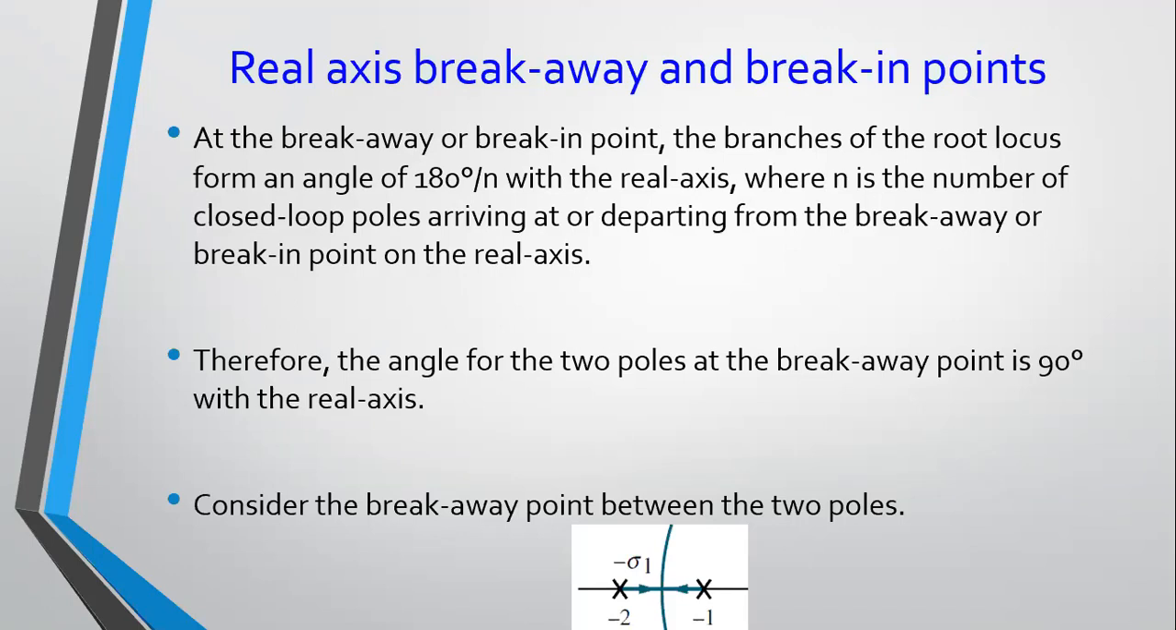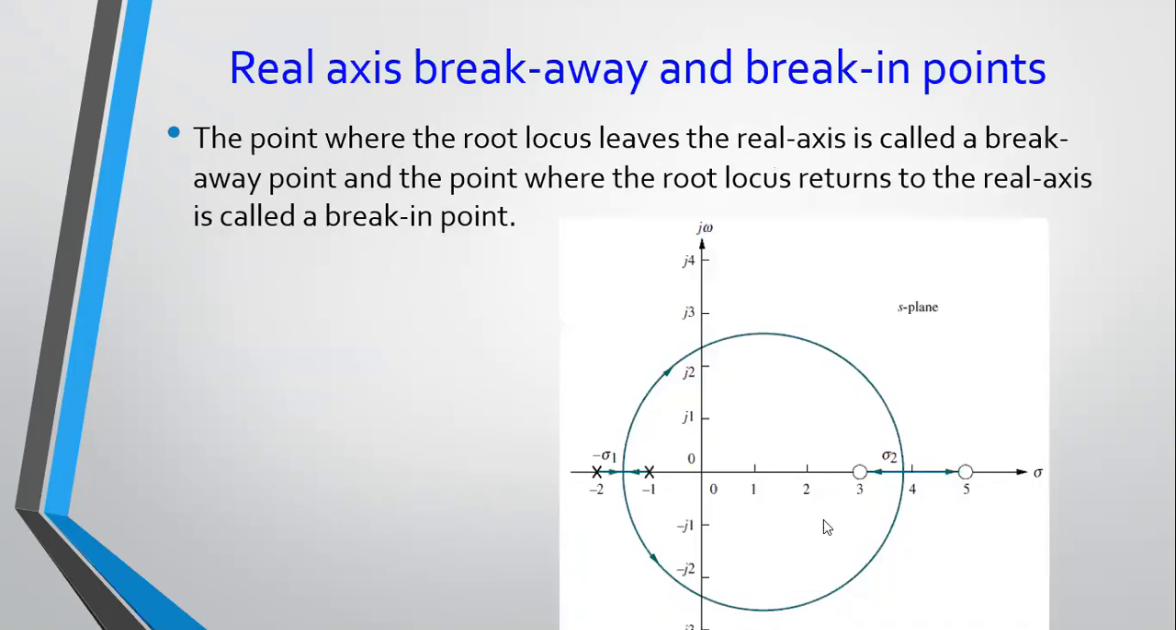Now, a small interesting comment here is that the breakaway and break-in points have an angle. The angle the branches make when arriving will always be 180 degrees over n. So if n is 2, and in this case it's 2 because you have two poles, there's going to be 180 over 2, so it's 90 degrees. Same comment for the arrival at the zeros, so the angle at which these two branches would break away from this point is 90 degrees. And here the angle at which they arrive at the break-in point is also 90 degrees. So this we know.